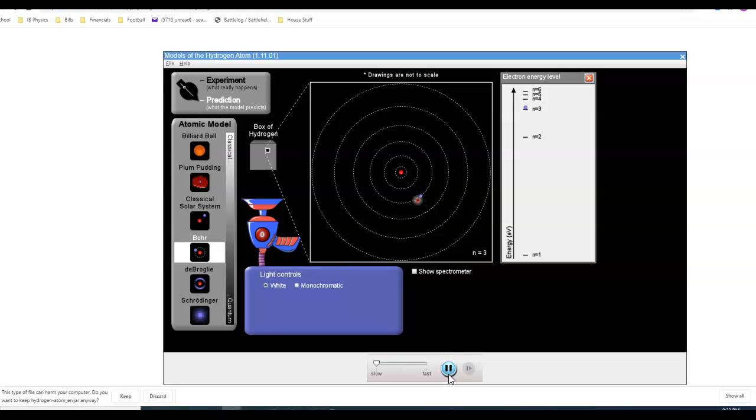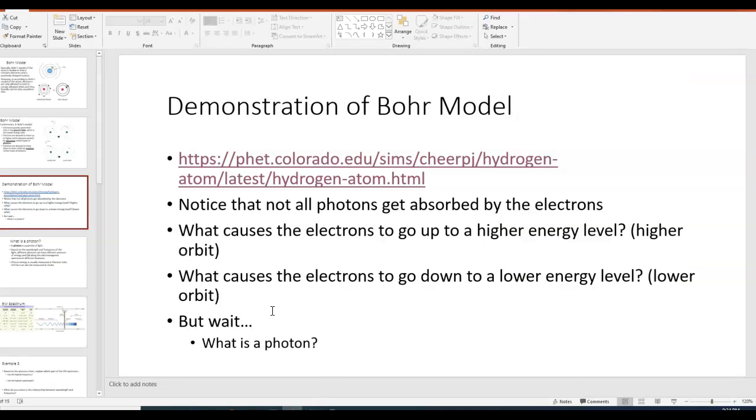Now it's at n equals 3. In a second, it's either going to go from 3 to 2 or 3 to 1, I don't know, and it's going to emit a different photon. Okay, now it's back down to ground state, and the electron is going to stay there until it becomes excited again. Now I turned off the light, which is why there's no more photons. Okay, but that's basically how the Bohr model works. The electrons can take in and absorb photons and get promoted and excited up to higher energy levels, and when they fall back down, they have to give off that energy in order to go back down to a lower energy level. Okay, so that is the Bohr model.